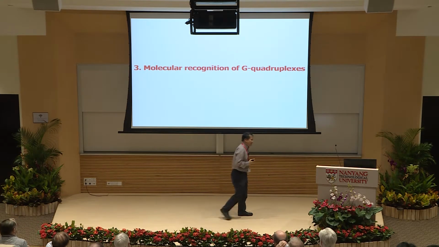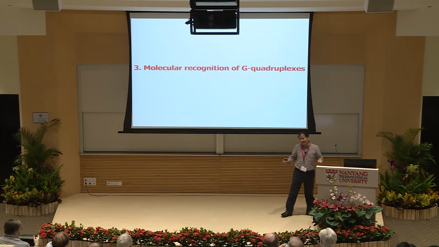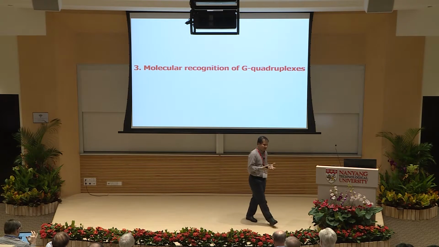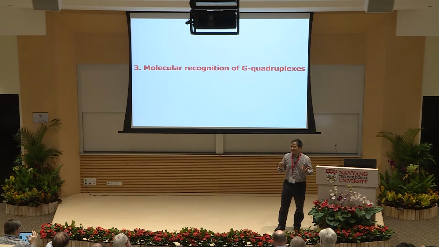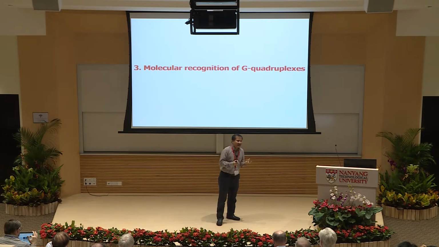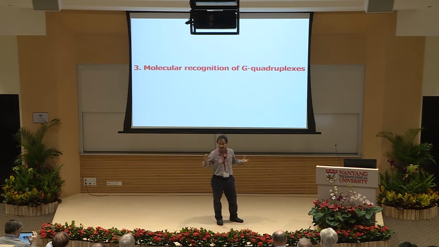I'll go to the last part of my talk. Okay, so you have such structures. Whether it exists in vivo or is an artificial object for application, how can that structure be recognized out of other types of nucleic acid?